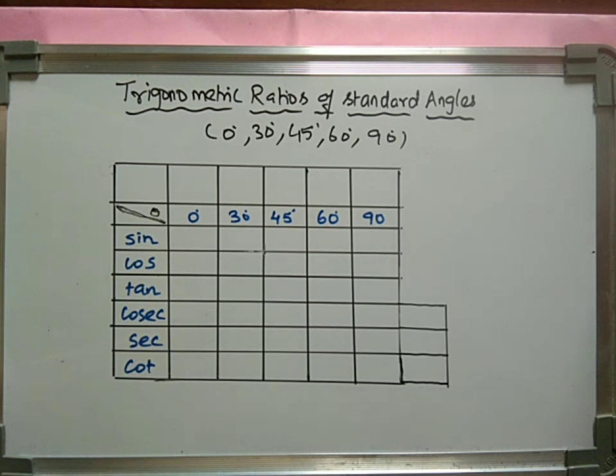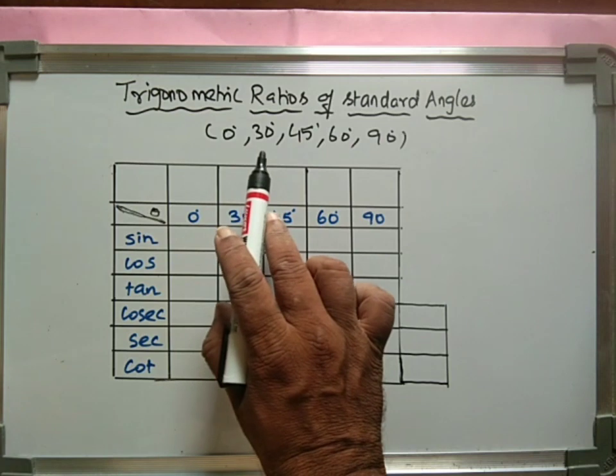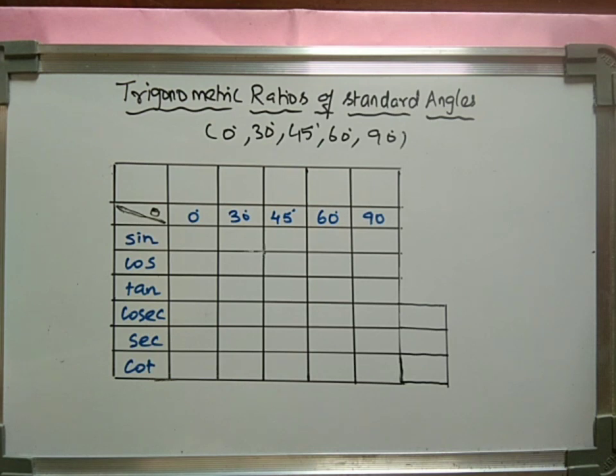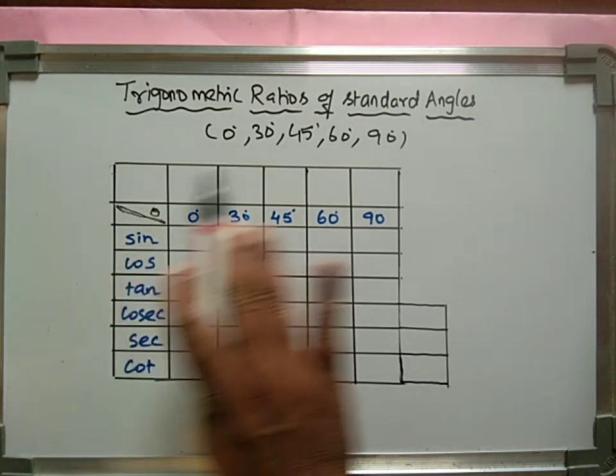Dear students, in this video we are going to learn how to write the values of trigonometric ratios of standard angles. There are 5 standard angles. What are they? 0 degree, 30 degree, 45 degree, 60 degree and 90 degree. Now I am going to teach a simple method of finding the values of these standard angles for the trigonometric ratios. For that, first we have to prepare a table like this.